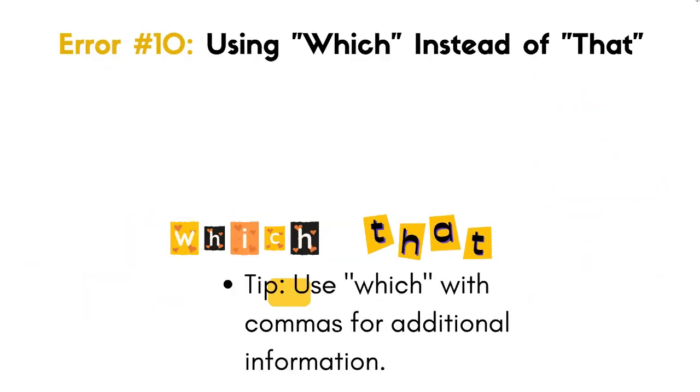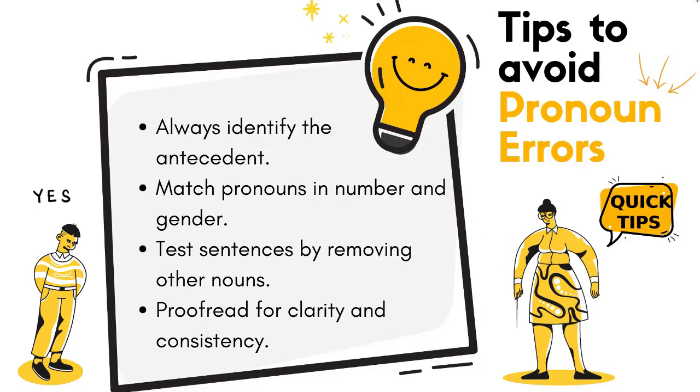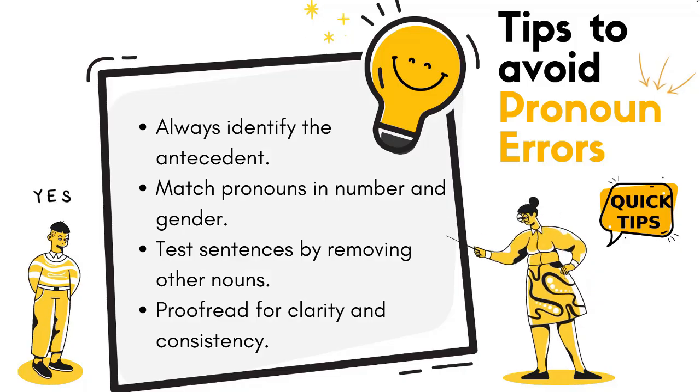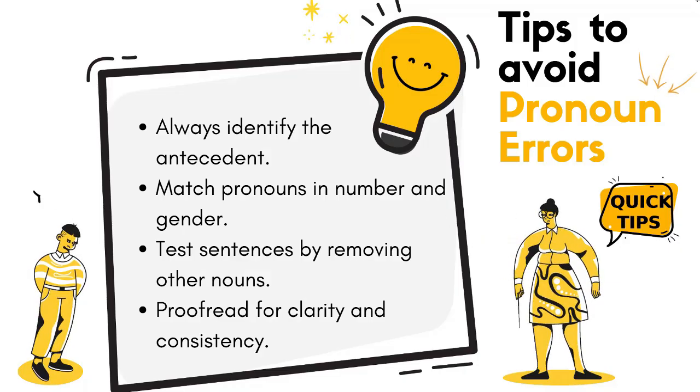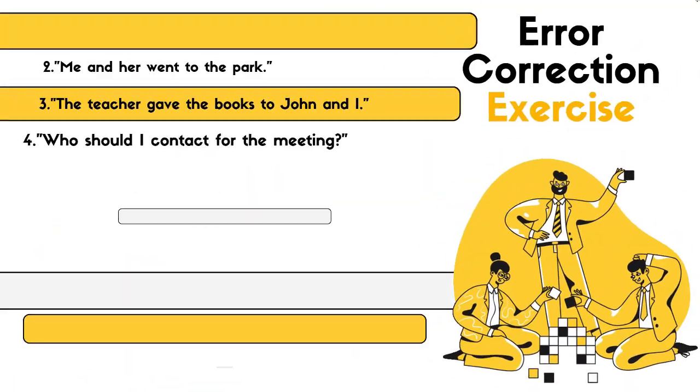Now that we've covered the errors, here are some quick tips to avoid them. Always identify the antecedent, match pronouns in number and gender, test sentences by removing other nouns, and proofread for clarity. Simple, right? Time to put your skills to the test.